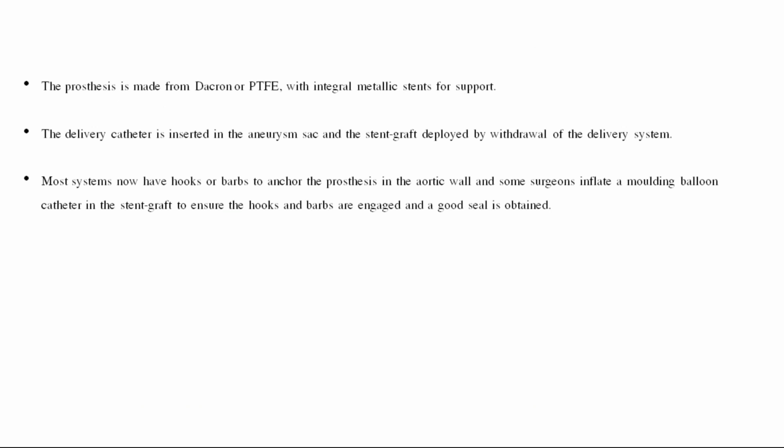So the prosthesis is made from Dacron or polytetrafluoroethylene with integral metallic stents for support. The delivery catheter is inserted into the aneurysmal sac and the stent graft is deployed by withdrawal of the delivery system. Most systems now have hooks or barbs to anchor the prosthesis in the aortic wall in place, and some surgeons inflate a molding balloon catheter in the stent graft to ensure the hooks and barbs are engaged and a good seal is obtained.